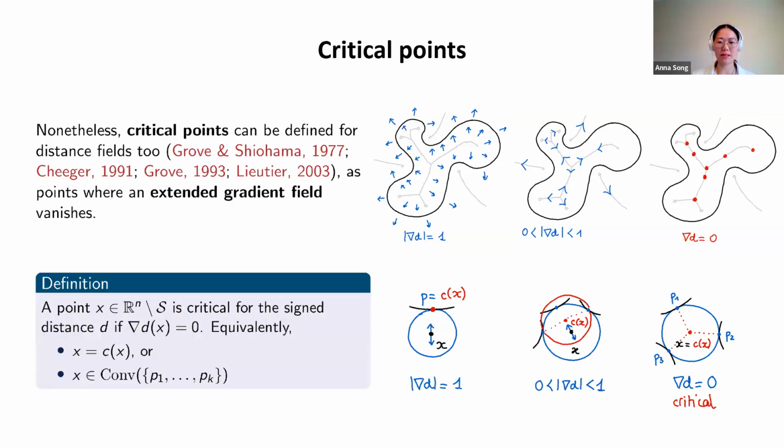Geometrically, what it means is that your point X is surrounded by pieces of surface. More precisely, X is critical as soon as it belongs to the convex hull spanned by the contact points. The contact points here being the closest points located on the surface. Equivalently, you can also rephrase it by saying X should coincide with the center of the unique smallest closed ball that contains all the contact points.